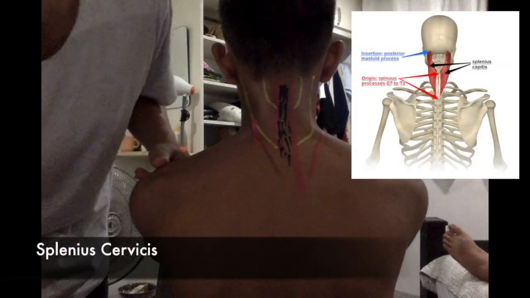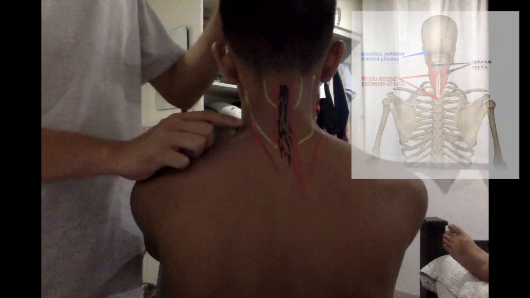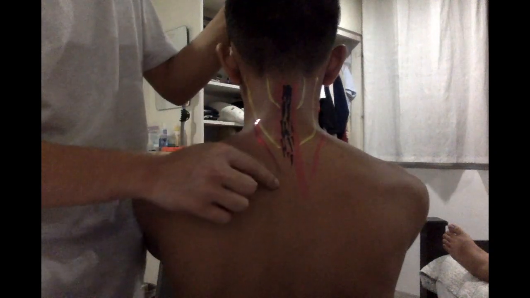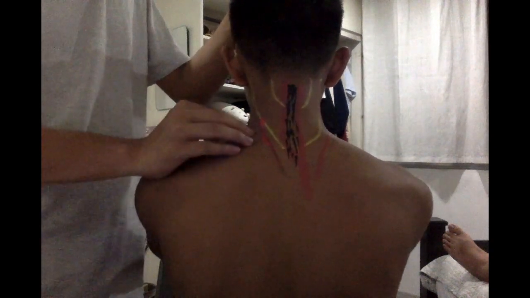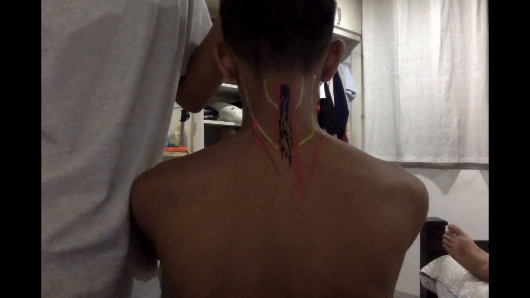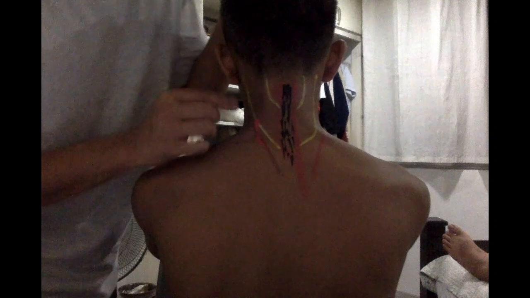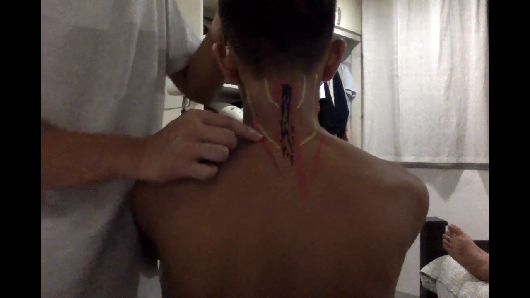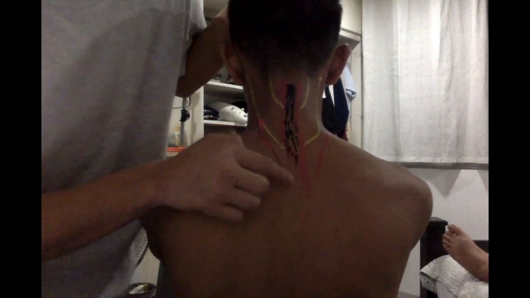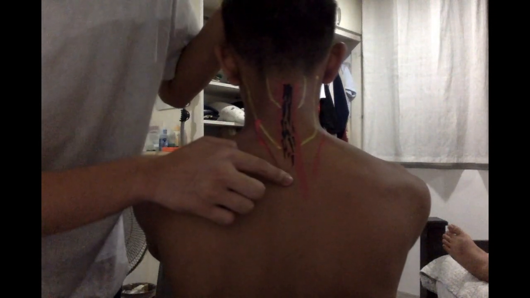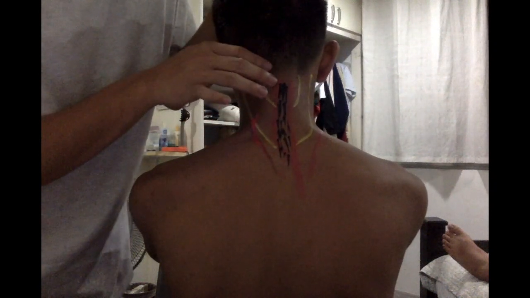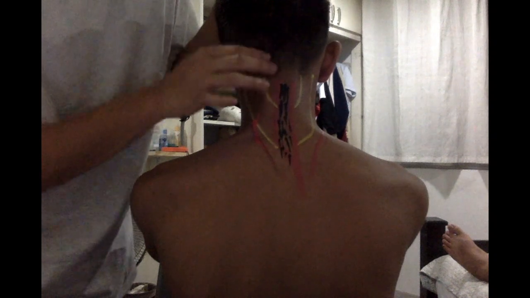Next, we have the splenius cervicis muscle. It's marked by the red line, kind of outside. It's actually a muscle deeper compared to this yellow one, the splenius capitis. So its origin is in the spinous process of T3 to T6. T3 to T6. So it's along here. That's its origin. And it goes up here, because its insertion is in the transverse process of C1 to C3.